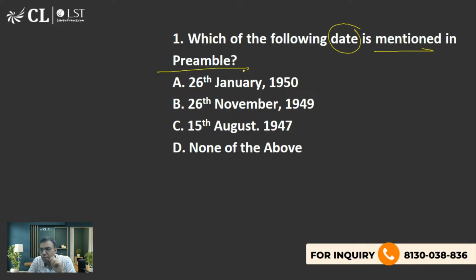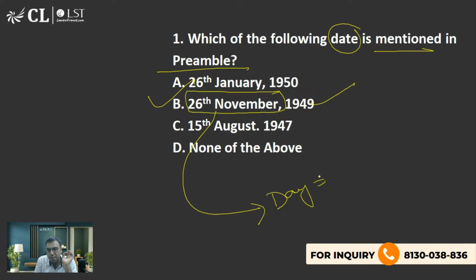Yes, I'm expecting everyone to answer it. Yes, B is the right answer, 26th November 1949. And because of which, 26th November is observed or celebrated as a particular day. What is that day called? It is remembered as a particular day. What is that day? Law Day. Earlier it was called Law Day.